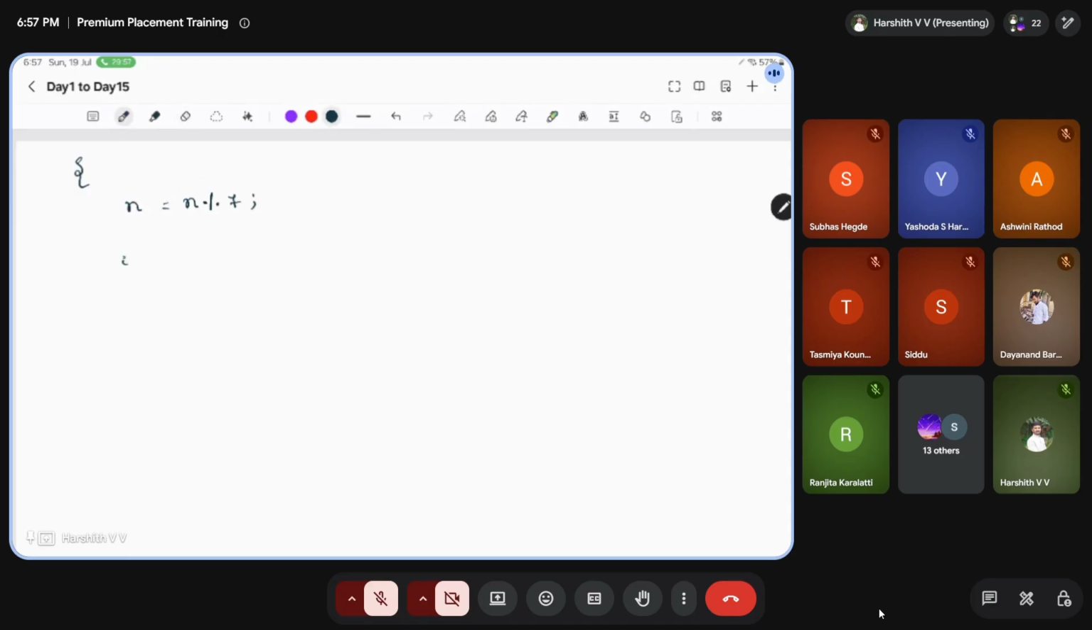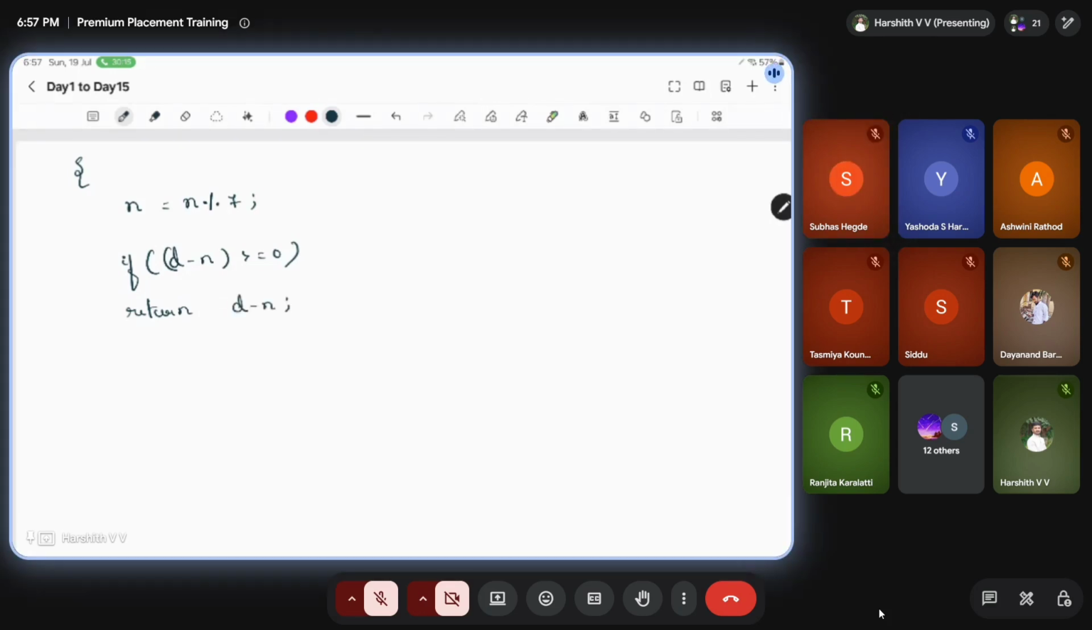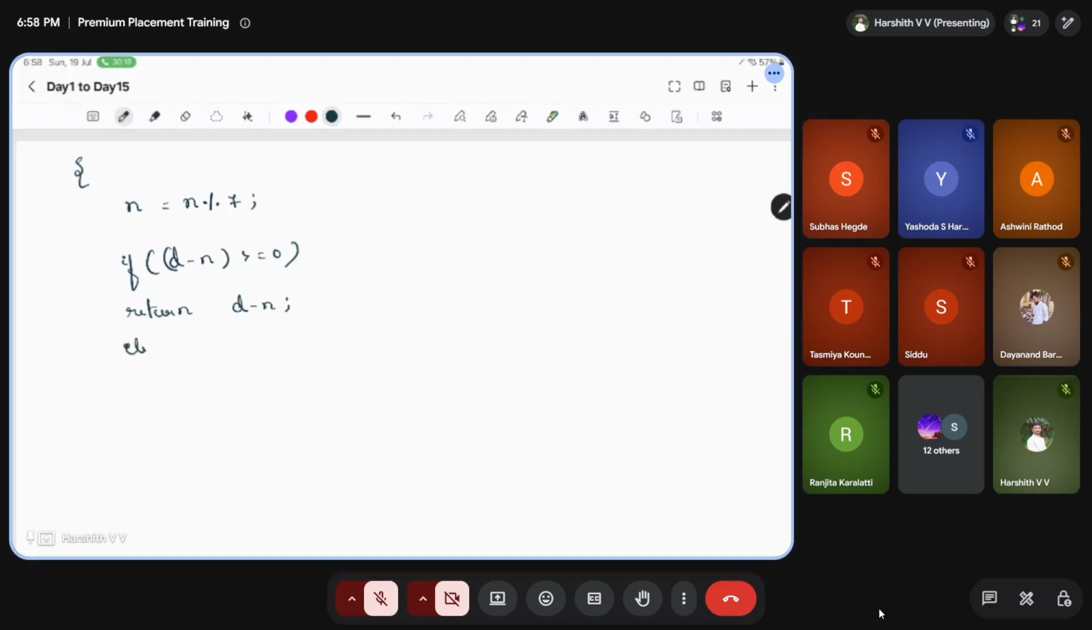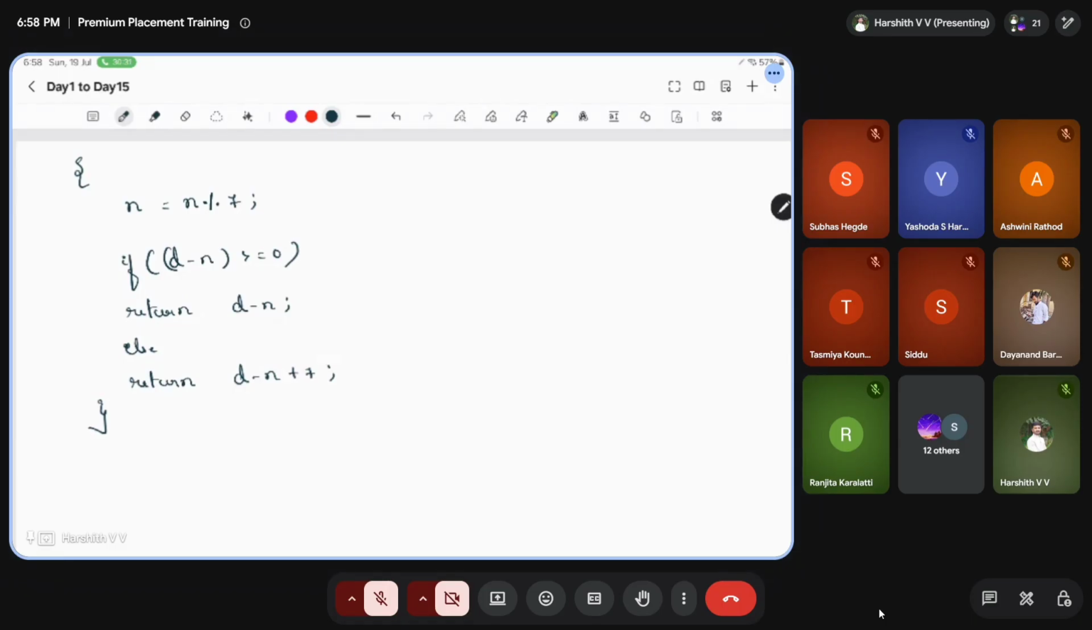Now I will calculate d minus n. If d minus n is greater than or equal to 0, if it's a positive number, then what will be our answer? D minus n only. That will be my answer. If it is not greater than or equal to 0, then what will be my answer? D minus n plus 7. That will be our answer. This is the code. Understood or not, everyone? Yes, sir.